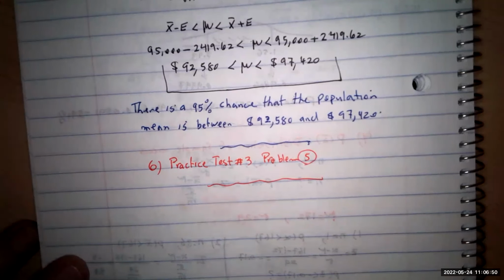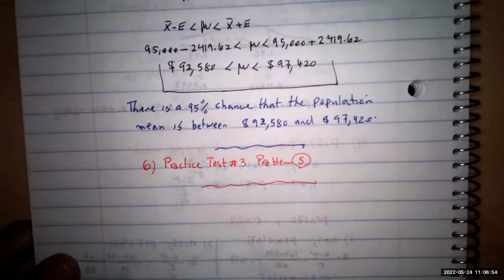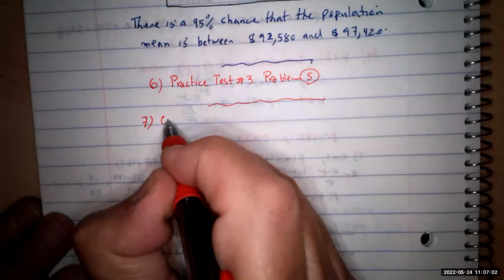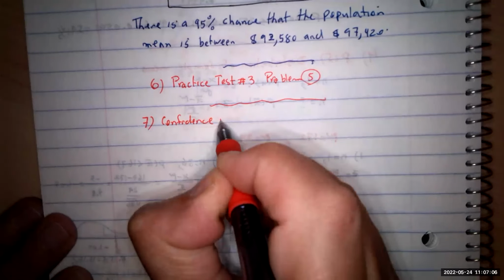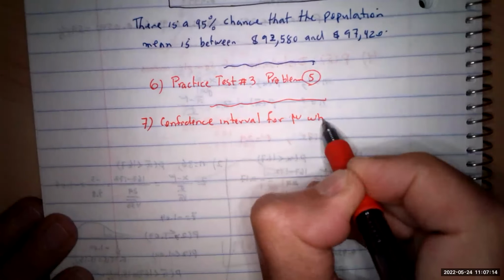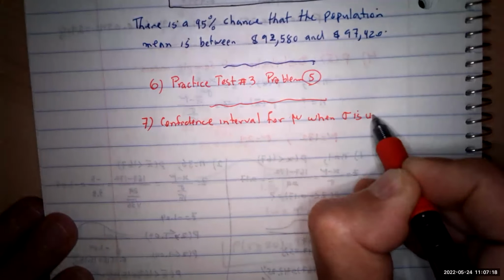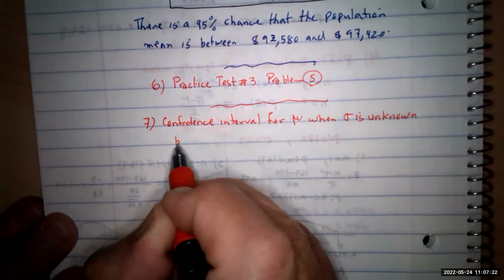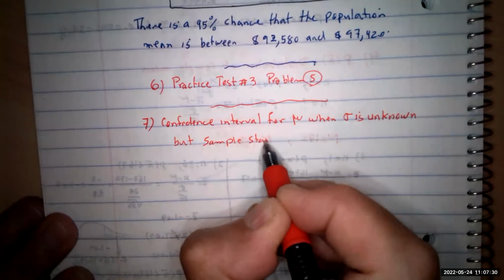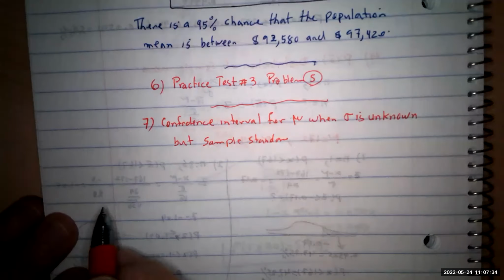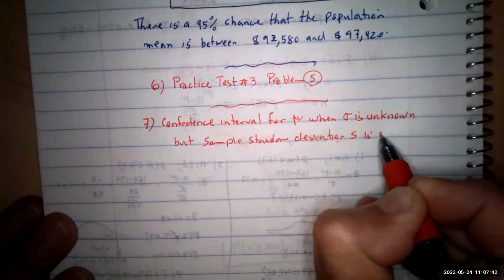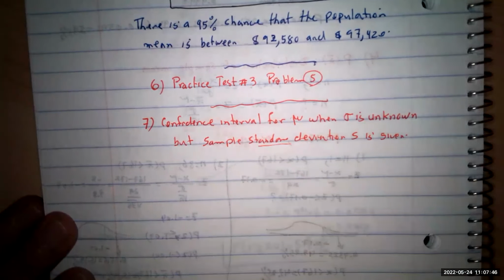Case 2 for the confidence interval for the mean is when sigma is unknown. That will take us to question number 7. This question is a confidence interval for mu when sigma is unknown. Instead, S, the sample standard deviation, is given. So that was the case.